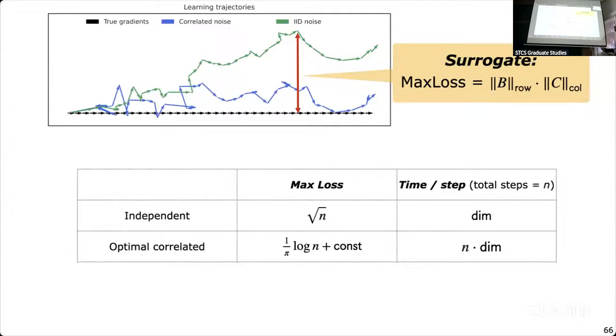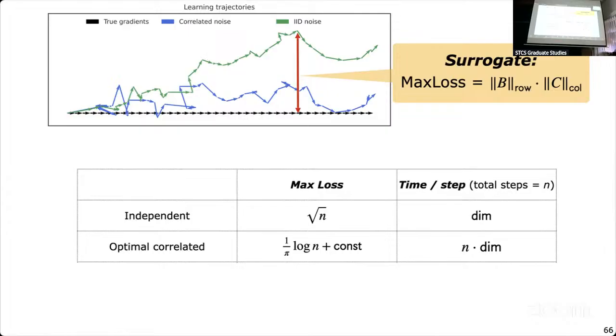Let's summarize what we know so far. We have the independent noise, and then we have the optimal correlated noise. We've seen their surrogate max loss values: square root n and log n. And this dimension is the best you can do, right? You have to take all the model parameters. But this is bad because in each step you're paying linear cost.